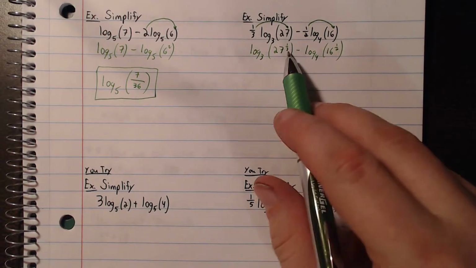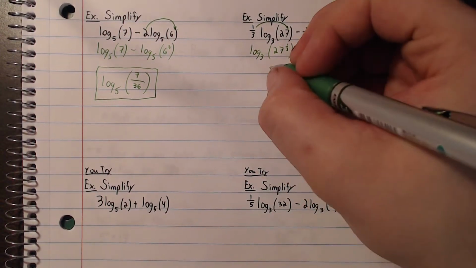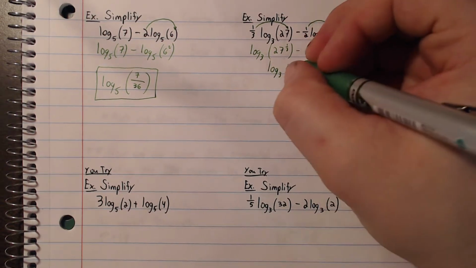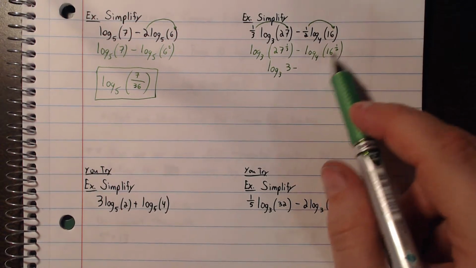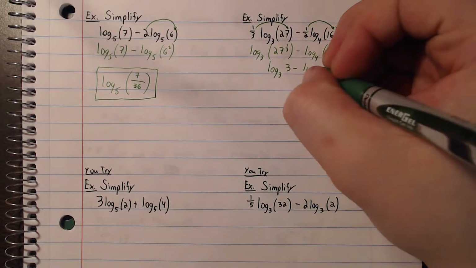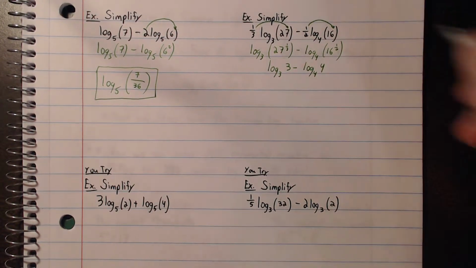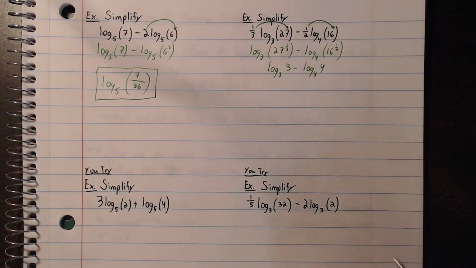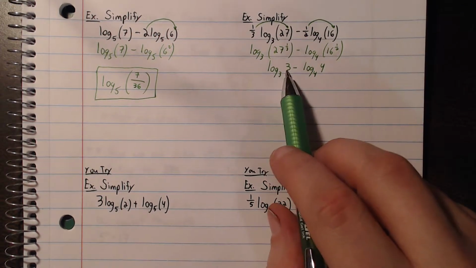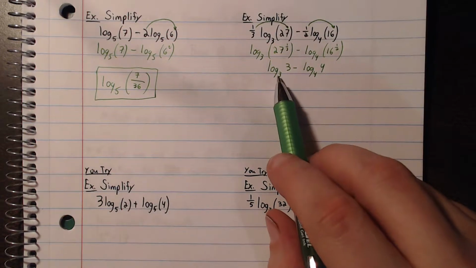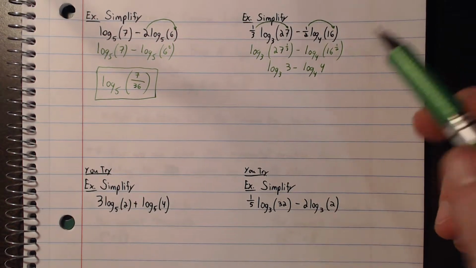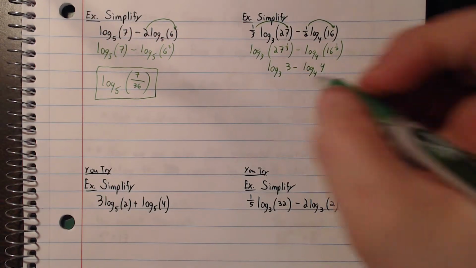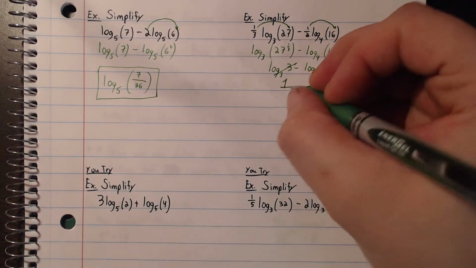That would be the cube root of 27. The cube root of 27 is 3. And here that would be the square root of 16. The square root of 16 is 4. Now we have log base 3 of 3. That is the inverse property. I have a 1 that's not shown here, so that's just going to be 1.